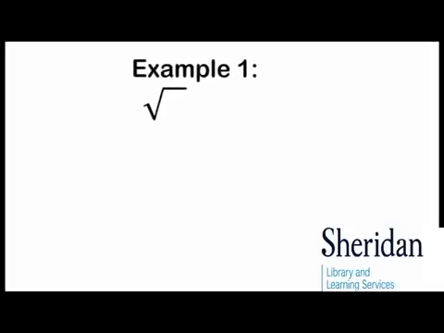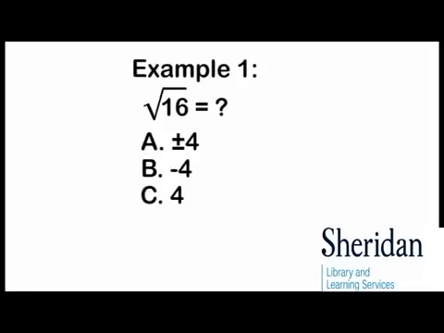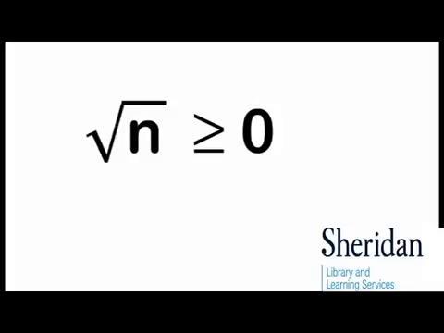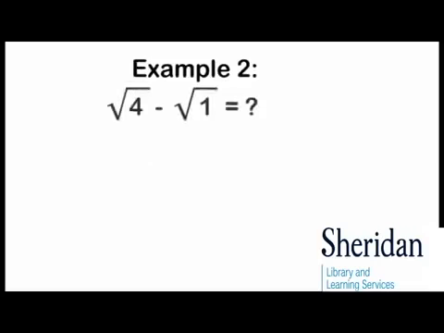Example 1. What is the square root of 16? Choice A is plus minus 4. Choice B is minus 4. Choice C is 4. Choice D is none. The correct answer is choice C. Choice A and B are not correct because the square root function always gives a non-negative number, as indicated in the previous video.